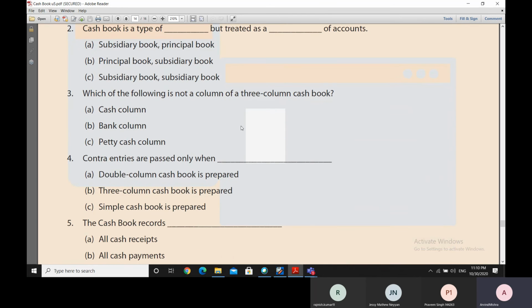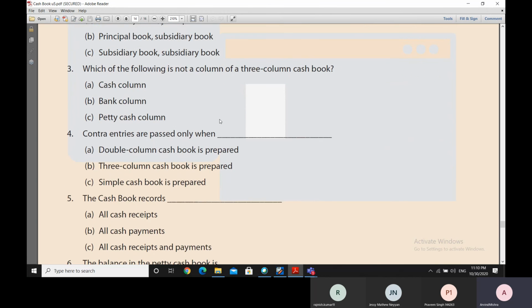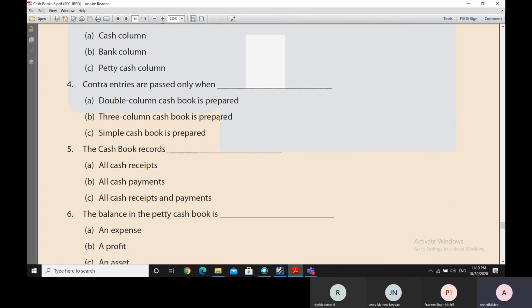Which of the following is not a column of a 3-column cash book? In a 3-column cash book, there is no petty cash column, because there is a cash column, there is a bank column, and there is a discount column. Another question: the contra entries are passed only when a double-column cash book is prepared, a 3-column cash book is prepared, or when a simple cash book is prepared.